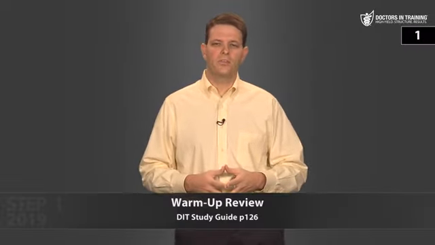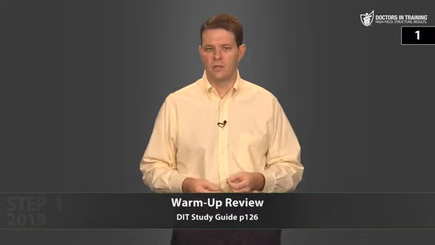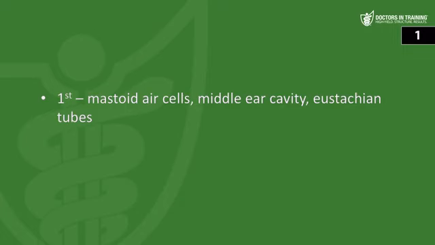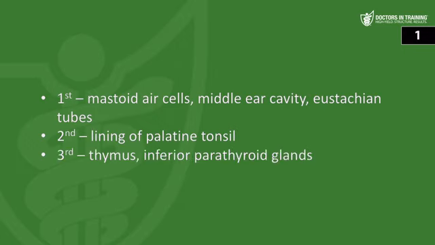Let's go over the warm-up review. First question, which structures are derived from the pharyngeal pouches? So the first pharyngeal pouch is where we get the mastoid air cells in the middle ear cavity and also the eustachian tubes. The second pouch is the lining of the palatine tonsil. The third pouch is the thymus and the inferior parathyroid glands. And then the fourth pouch is the superior parathyroids.